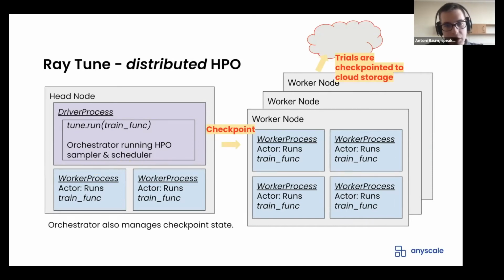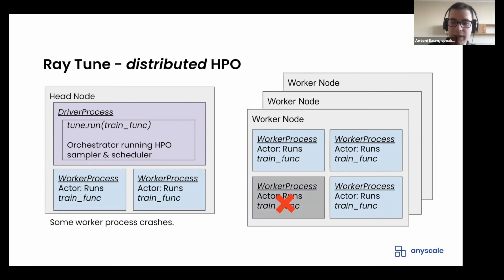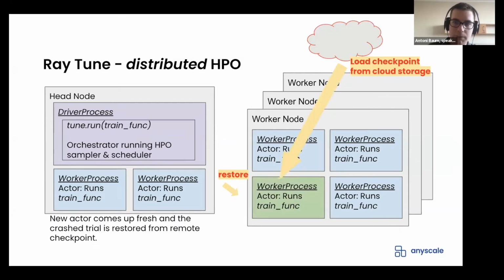Furthermore, in order to provide fault tolerance, the orchestrator also manages checkpoint state. And in case one of the worker processes crashes, the orchestrator can load the checkpoint from cloud storage and restore the training from when it stopped.